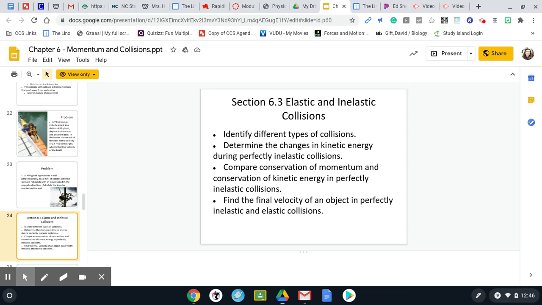All right, so this is part 3 of your chapter 6, and this is dealing with section 6.3. So this is chapter 6, activity 3, and it is dealing with elastic and inelastic collisions.